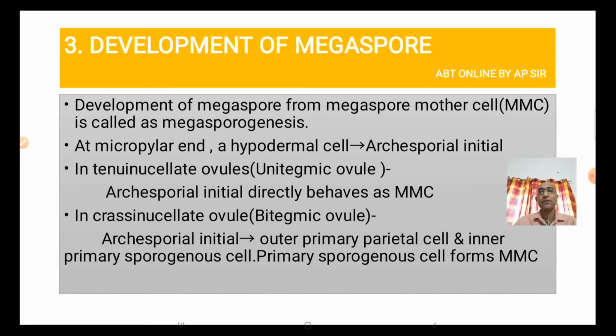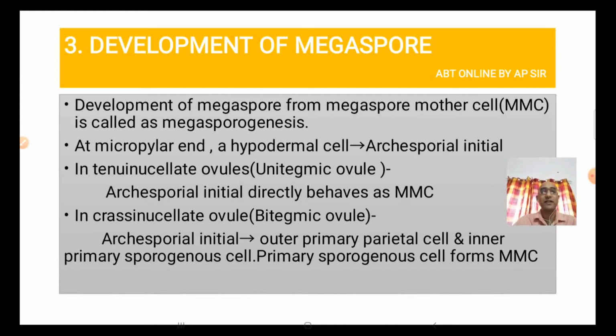So in case of tenuinucellate ovule, what was happening? The archisporial initial was directly behaving as megaspore mother cell. But in case of crassinucellate ovule, which are generally bitegmic ovules, the archisporial initial undergoes periclinal division to form an outer primary parietal cell and an inner primary sporogenous cell. Now the outer primary parietal cell again divides, as a result of which the inner primary sporogenous cell gets deep seated. Now the primary sporogenous cell forms the megaspore mother cell.